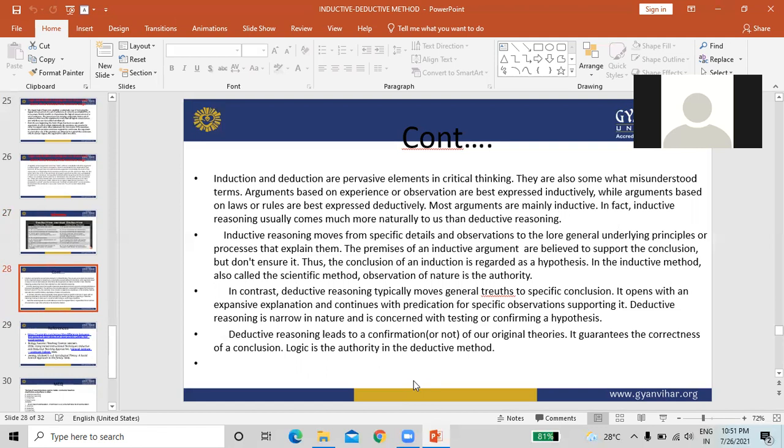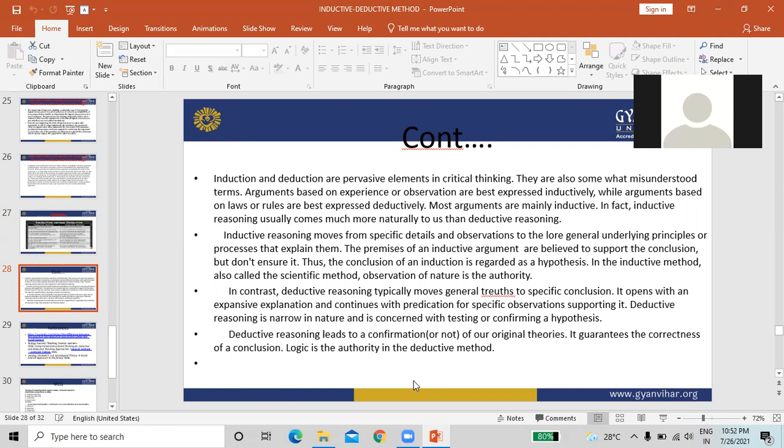Inductive reasoning moves from specific details and observations to a general underlying principle or process that explains them. The premises of an inductive argument are believed to support the conclusion but not ensure it. The conclusion of inductive reasoning is thus regarded as a hypothesis.